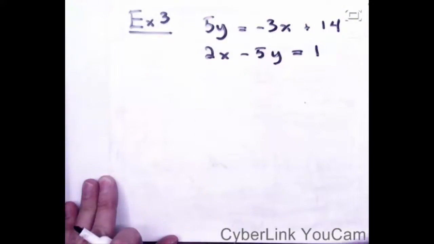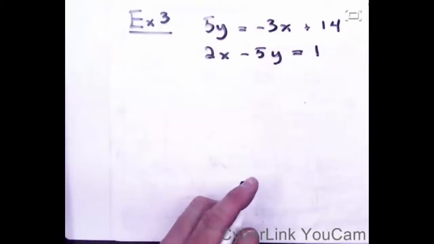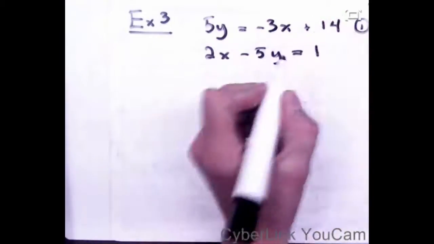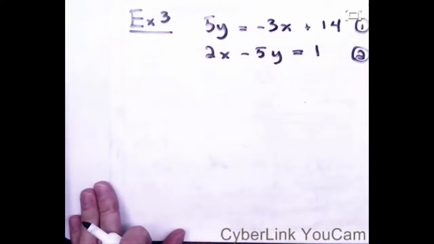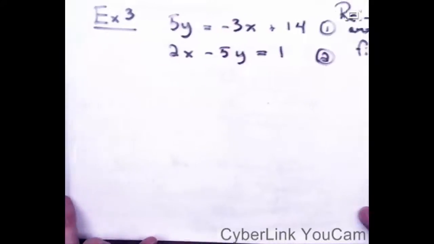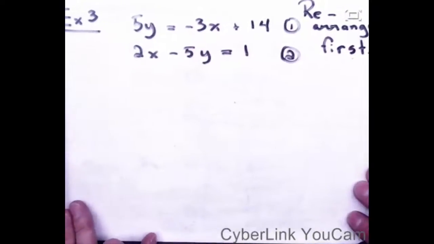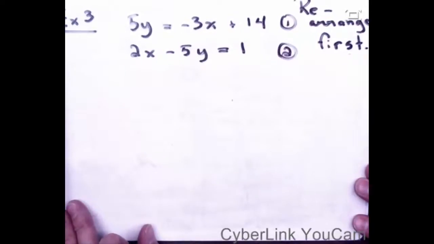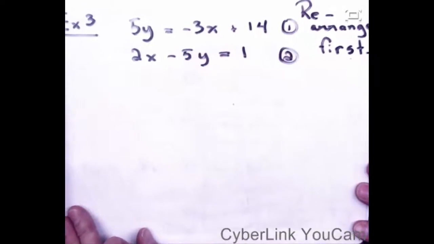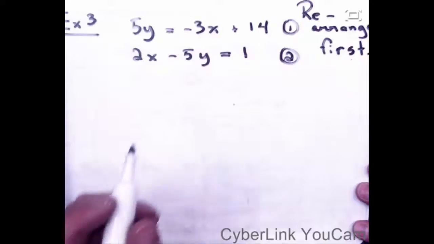Okay, example 3. So 5y equals minus 3x plus 14 is equation 1. And then you have your second equation here below: 2x minus 5y equals 1. Okay, step 1. These don't look like they're organized correctly. And it says on your notes, you need to rearrange first. Okay? The first thing you need to do is rearrange this, because I said you have to have everything lined up. Okay? So how could we do that?